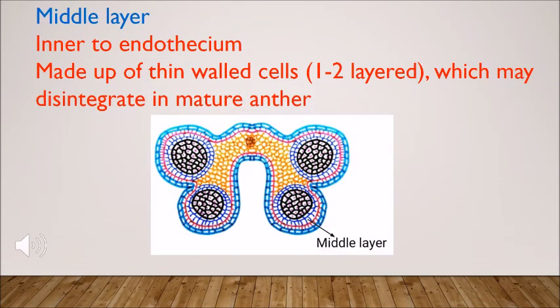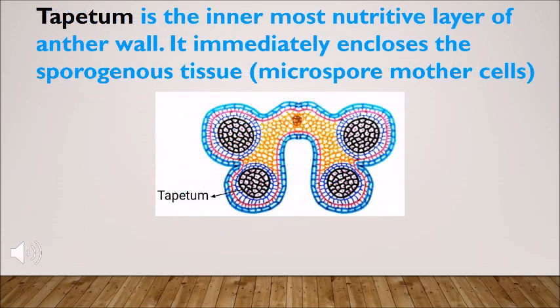Middle layer, inner to endothecium, is made up of thin walled cells, 1 to 2 layered, which may disintegrate in mature anther. You can see around the black tapetum, the blue colored surroundings, they are the middle layer in the diagram. Tapetum is the innermost nutritive layer of the anther wall. It immediately encloses the sporogenous tissue, that is the microspore mother cells. So the black color four circles which you can see are the innermost nutritive layer. They are called tapetum.